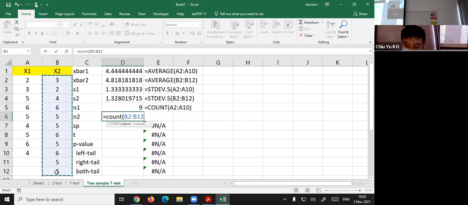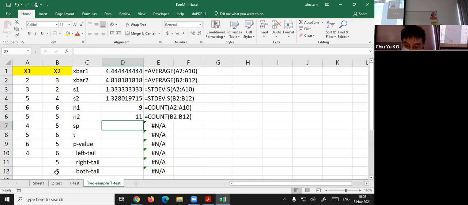So let me stop a bit here to see if it's clear now. You can try to do SP, and then do the T and do all the rest. That is the weighted average between S1 and S2, if you remember. You don't have to follow my numbers, this is just a formula. You can use whatever numbers you like.